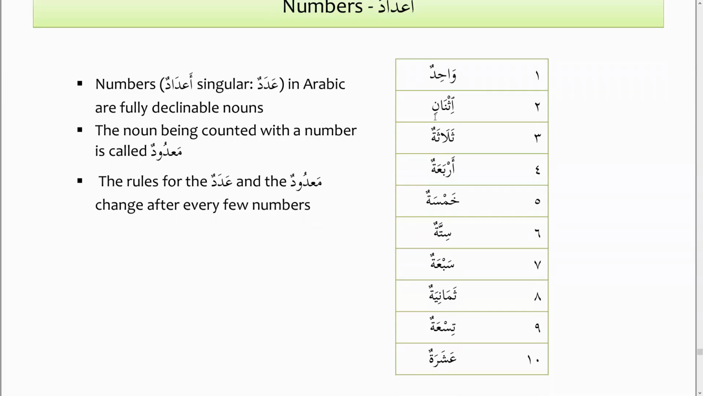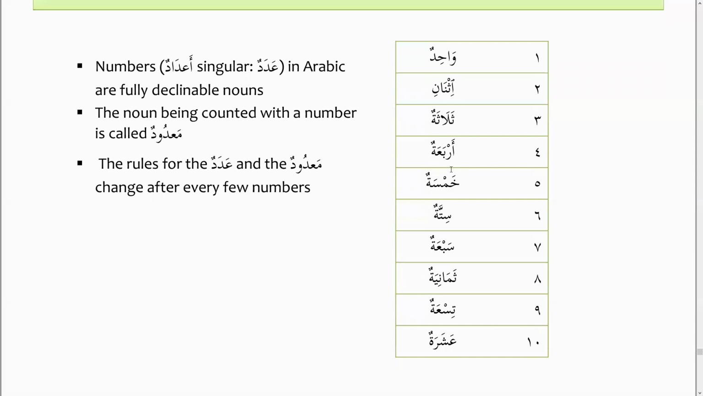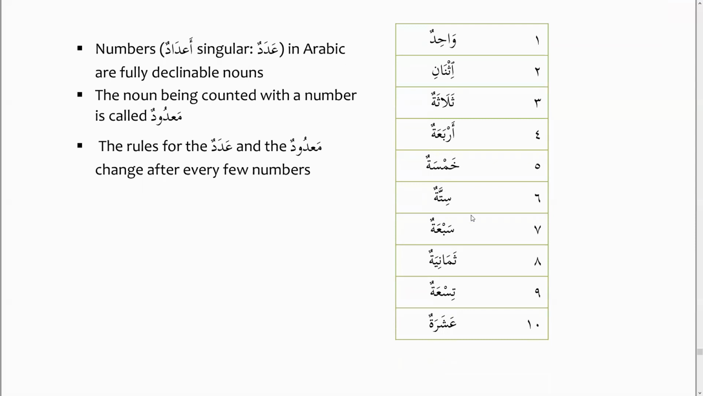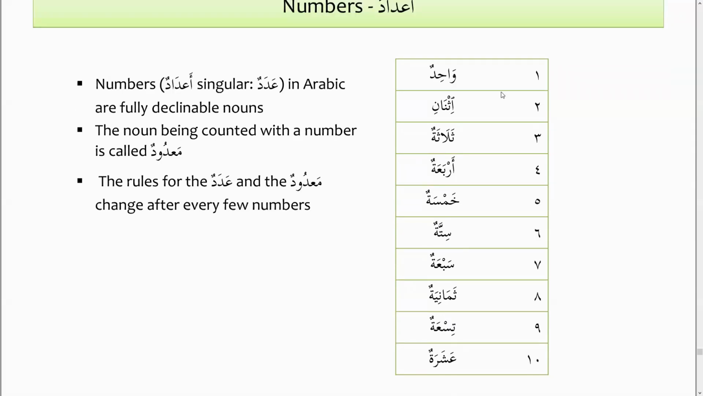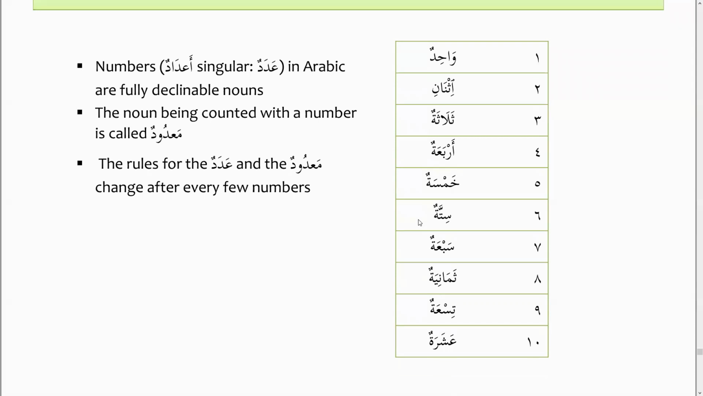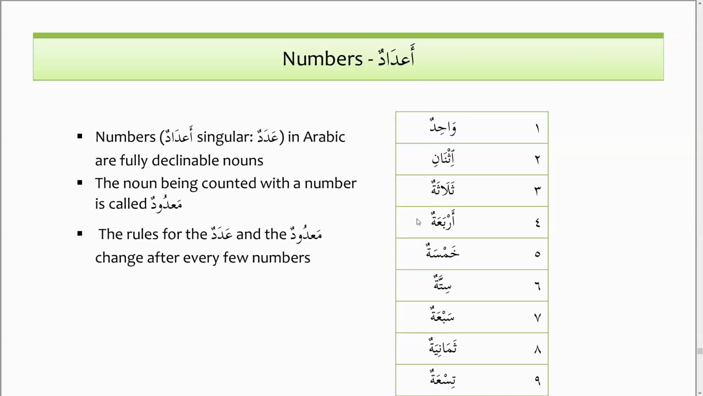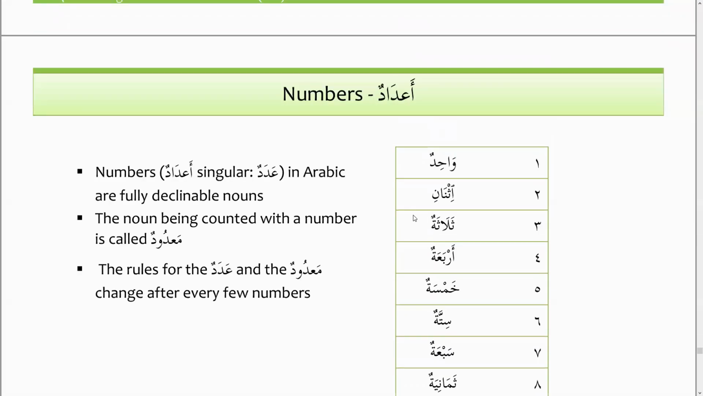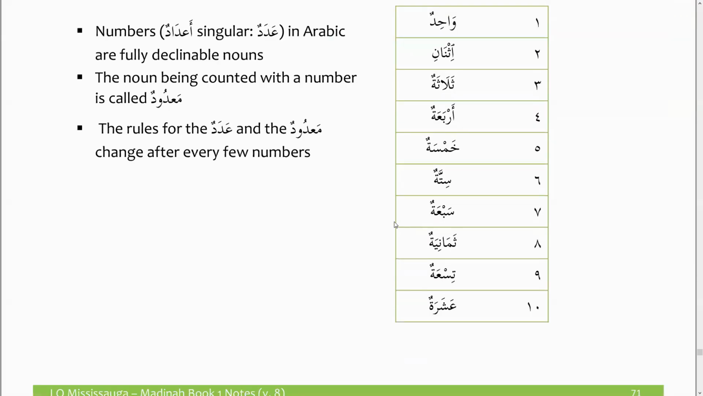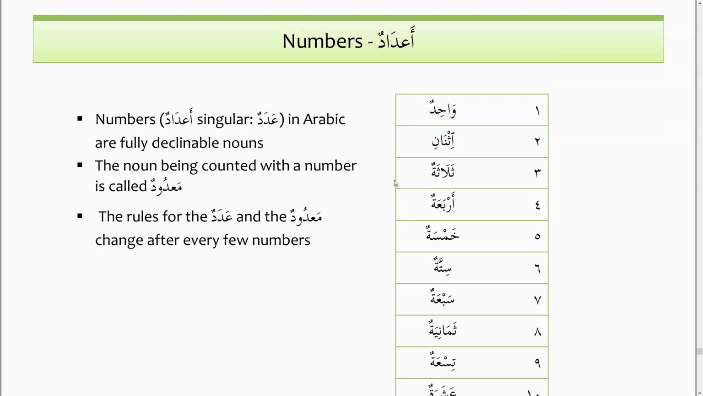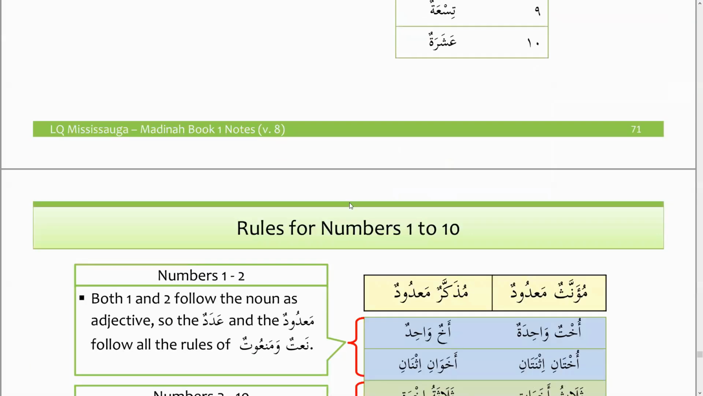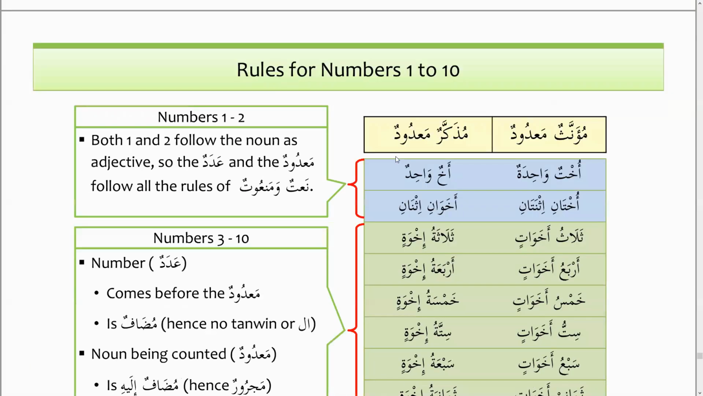Wahidun, ithnani, thalathatun is 3, arba'atun is 4, khamsatun is 5, sittatun, sab'atun, thamaniyatun, tis'atun, ashratun. Okay, wahidun اثنان ثلاثة أربعة خمسة ستة سبعة ثمانية تسعة and عشرة. These are the numbers, adad, the numbers rules for numbers 1 to 10.